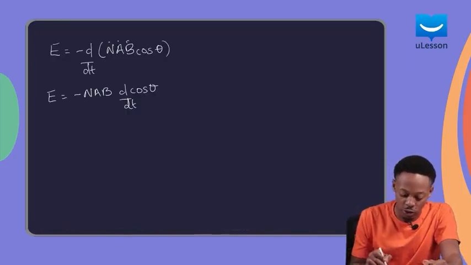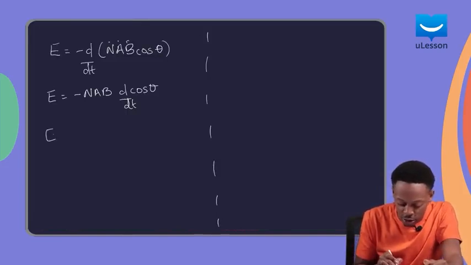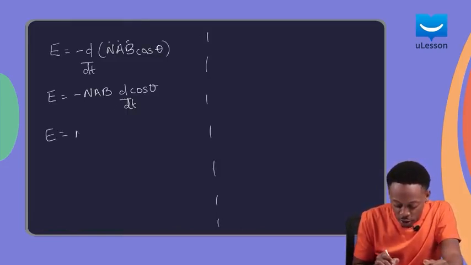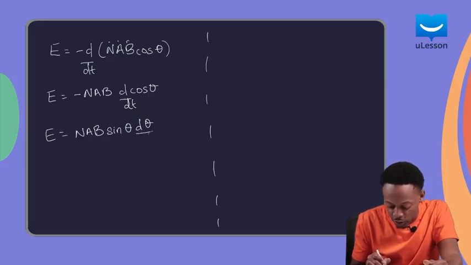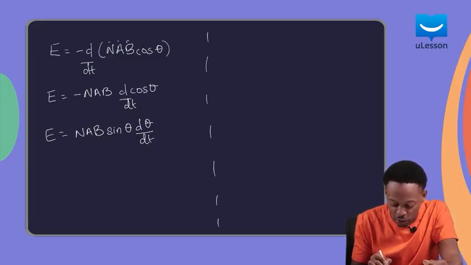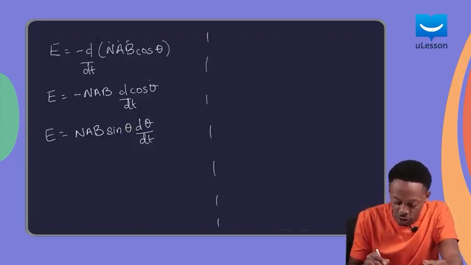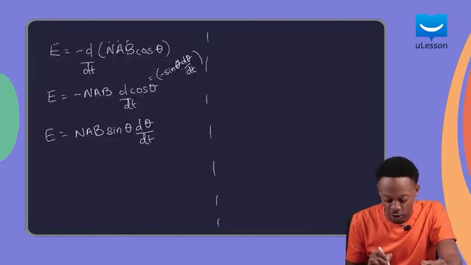All right, so let's differentiate that also. What that will give us is E is equal to NAB sine theta d theta over dt. All right, notice that the negative sign has disappeared, because when we differentiated cosine theta, it gave us a minus. So what we had here was minus sine theta d theta over dt. All right, so that's how we got to this point.